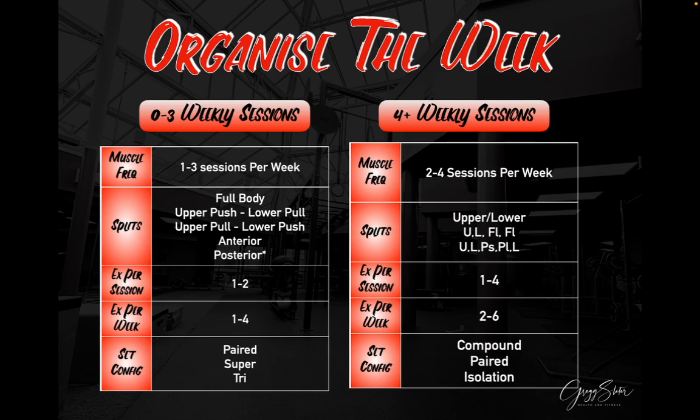But the vast majority of our clients, they're going to be on that left-hand side. And so we're going to be looking to train body parts 1 to 3 times per week, with training splits of full body, upper, push, lower, pull, etc. When we do train that body part, we're looking for 1 or 2 exercises at most, which over the course of the week will probably give us somewhere between 1 to 4 exercises for that week. That's probably going to reach their weekly volume cap. And within the sessions, because we need to keep it nice and dense, it's paired sets, supersets, and trisets.